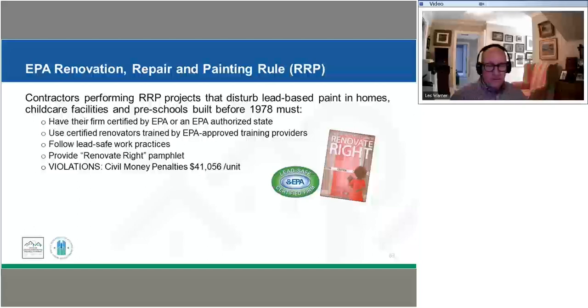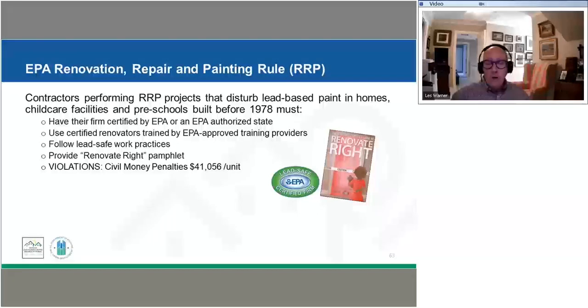So in those cases where we have a contractor working in one of these scenarios, they have to have their firm certified by the EPA, or in some cases, as we mentioned, a state EPA authorized program. We need to make sure that those renovators have received training through one of the EPA approved training providers, and that they are following lead-safe work practices, and we're going to talk about those in a minute, I believe.